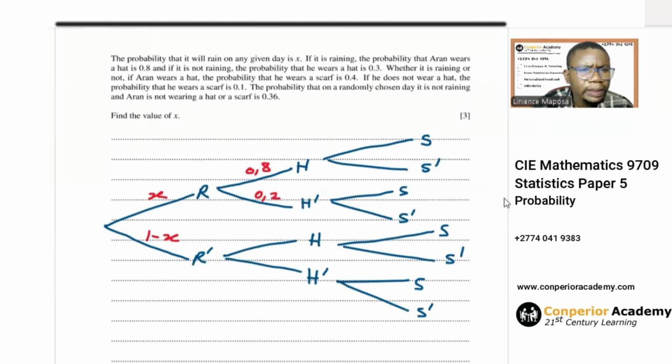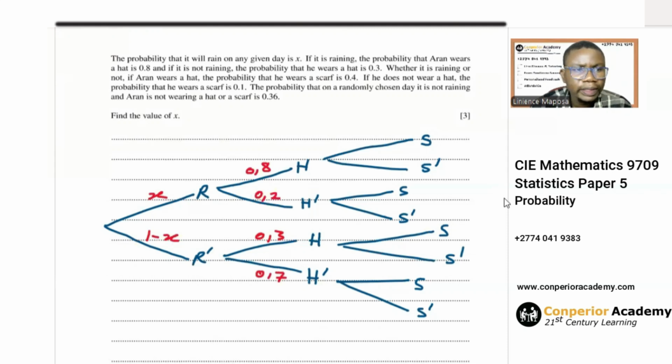If he wears a hat, the probability that he wears a hat when it's raining is 0.3. The probability that he wears a hat, oh no, it says when it's not raining. Sorry, that's not where it's supposed to be. This is 0.3 for when it's not raining. So that means this is 0.7.